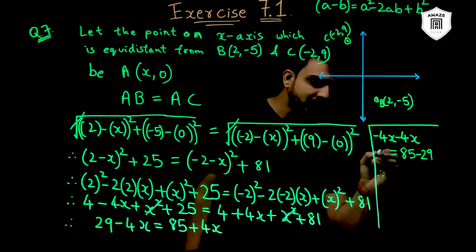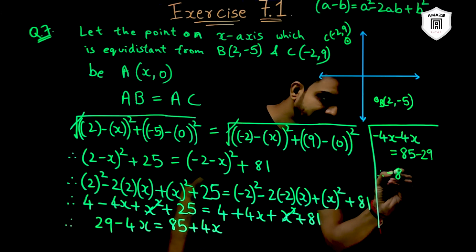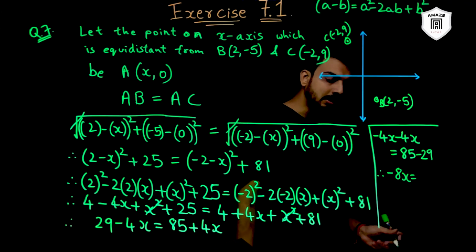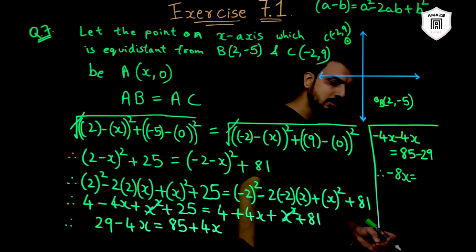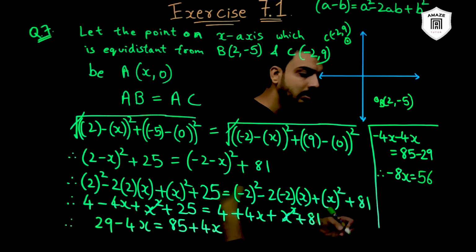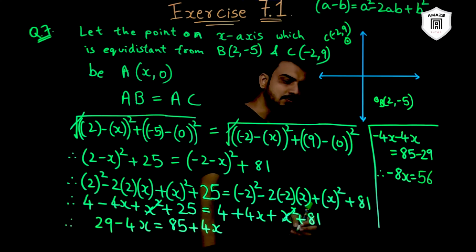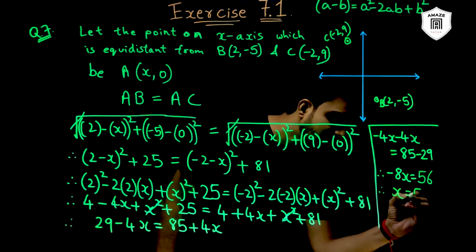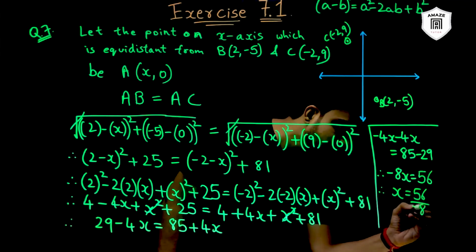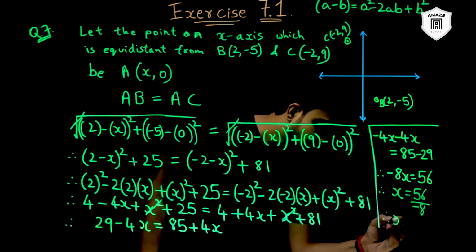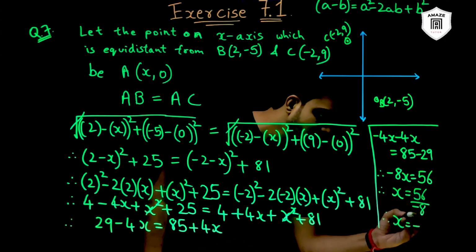So therefore, what is minus 4x minus 4x? It's minus 8x, equals to, what is 85 minus 29? So if you do this, it's 56, right? 85 minus 29 is 56, yes. Okay. Therefore, what is x? 56 divided by minus 8. Minus 8 will go in division, obviously, right? 56 divided by minus 8. So x equals to plus minus becomes minus 56 divided by 8.